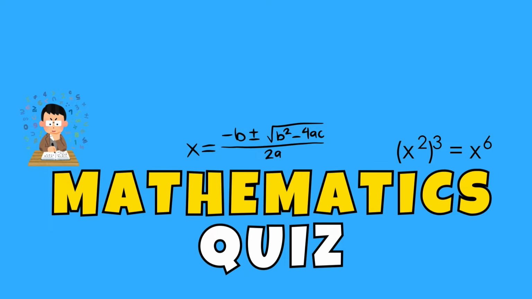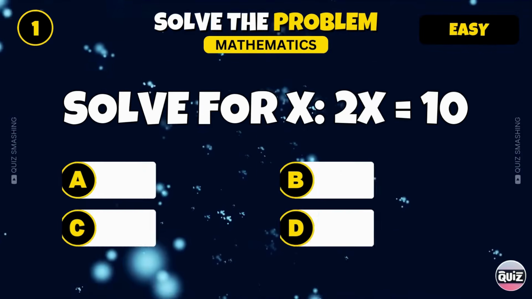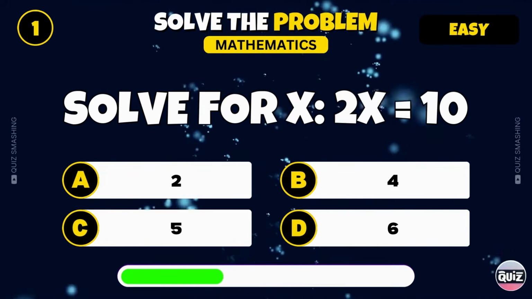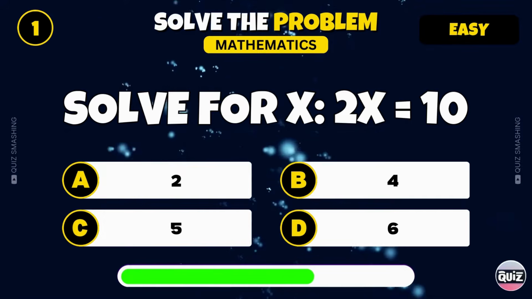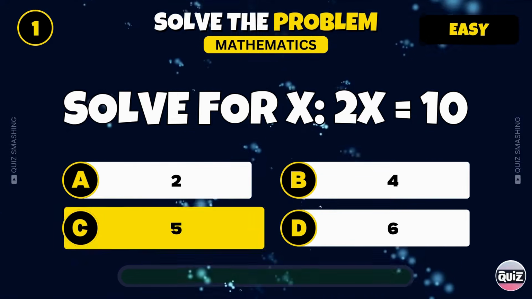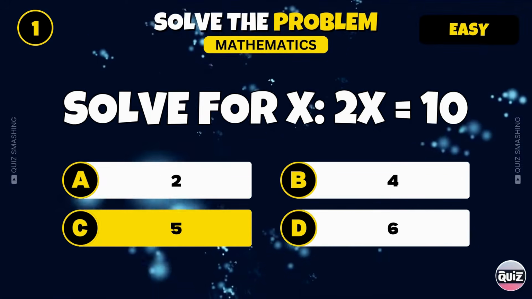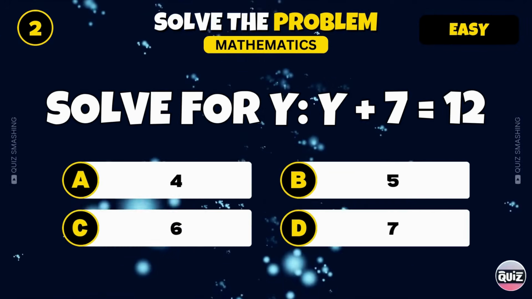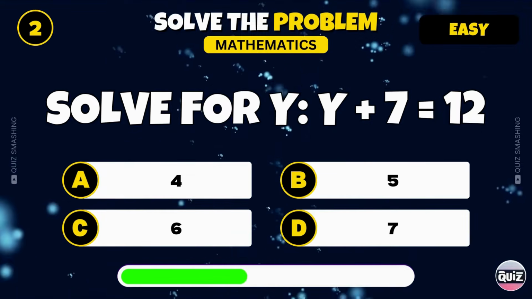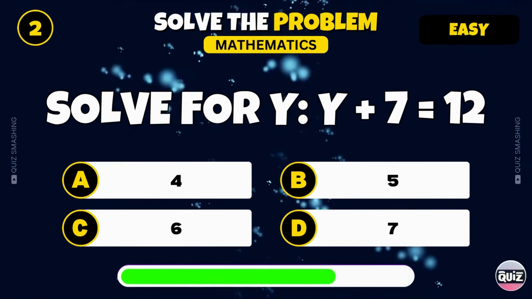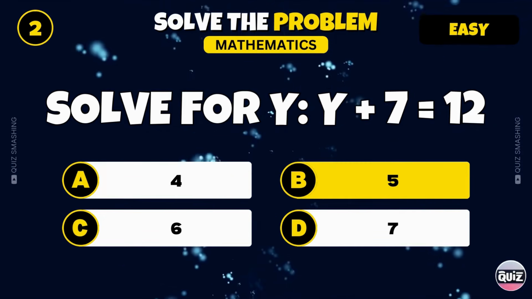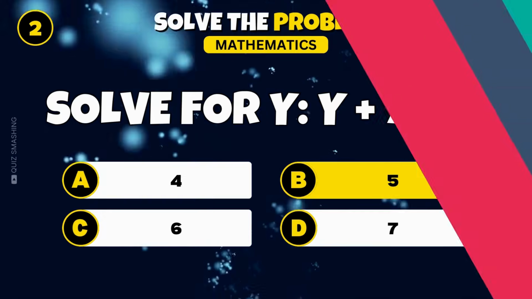Alright, let's dive in and start solving. Solve for x. 2x equals 10. That's right, the answer is 5. Solve for y. y plus 7 equals 12. You got it. The answer is 5.